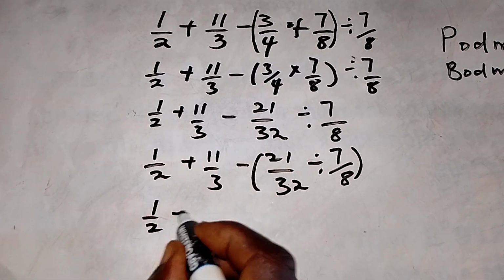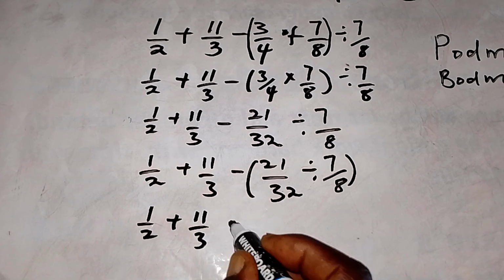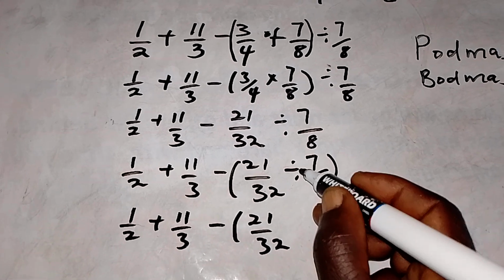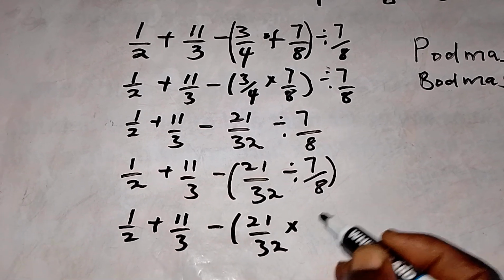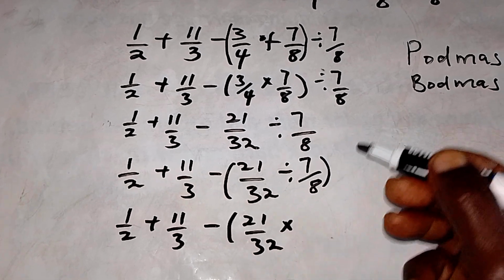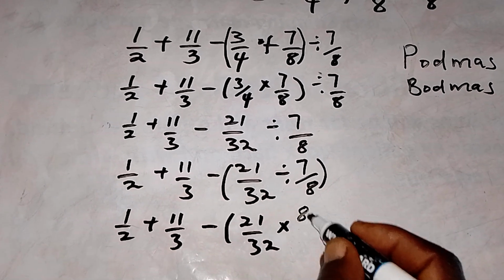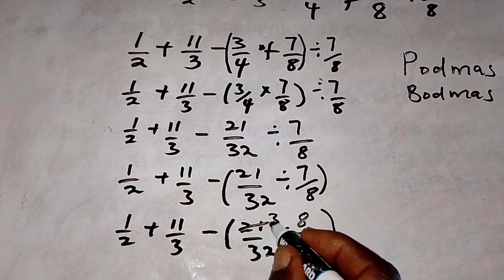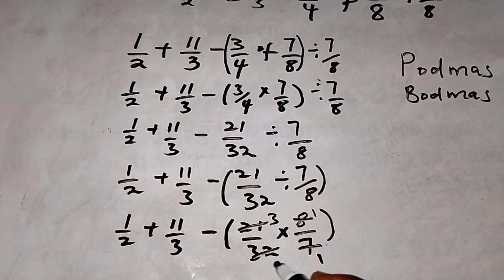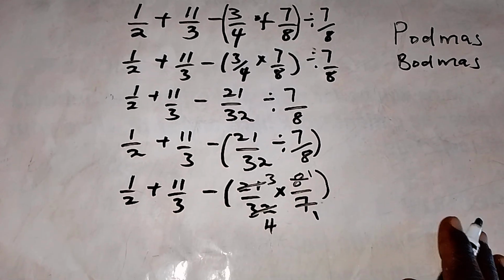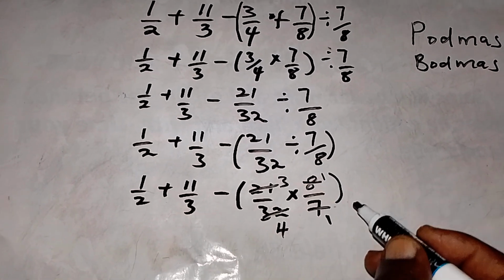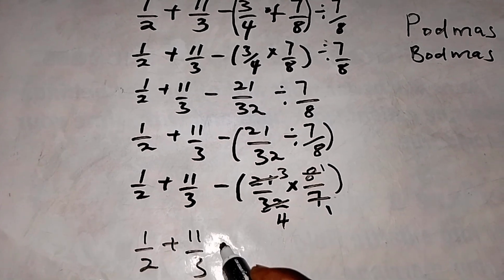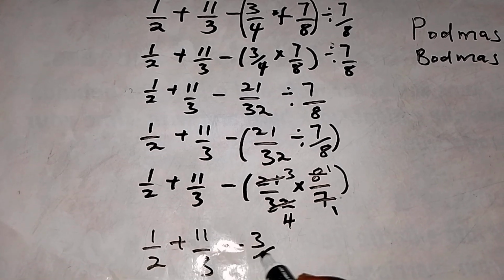So we'll have 1/2 plus 11 over 3 minus 21 over 32. The division sign becomes multiplication, and for 7 over 8, you find the reciprocal of 7 over 8, which is 8 over 7. If you simplify this, you'll get 3 by 8, 1 by 8, 4. So you'll get 3 over 4. So you'll have 1 over 2 plus 11 over 3 minus 3 over 4.